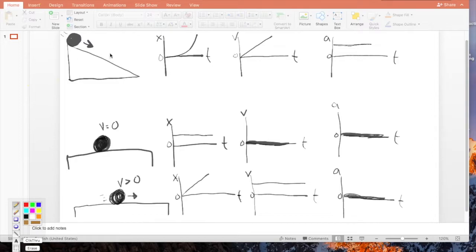I'm calling the right direction positive. It starts out at the origin, we'll say, just to make it simple. So here you can see the position is increasing faster and faster, speeding up. The slope of this line is increasing. It's getting steeper and steeper and steeper.